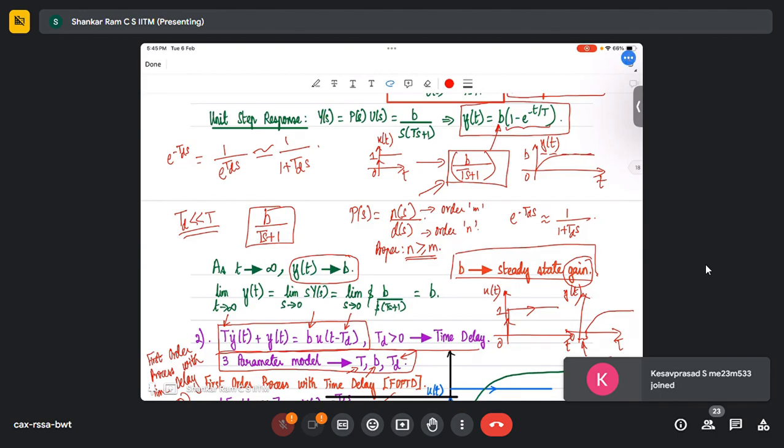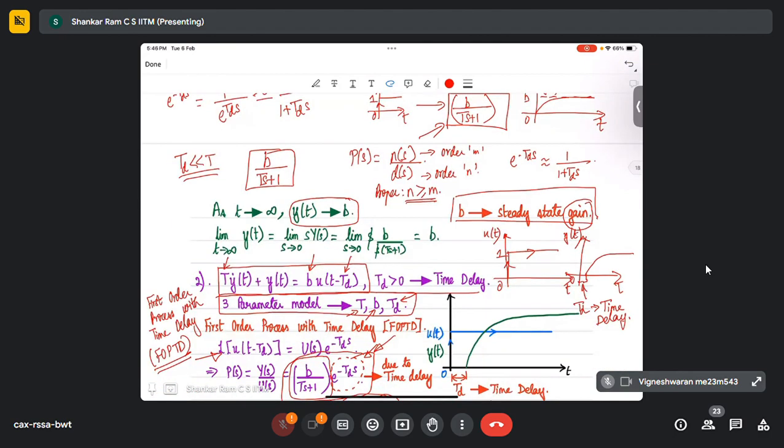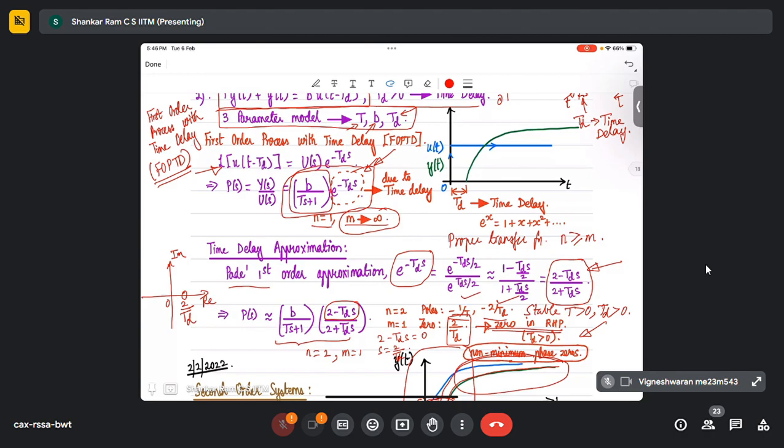Any other questions? Yeah, so just one query. Here, for example, you told the zero is in the RHP, right? For the zero which was 2 by TD. Yeah. So here in this example, assuming TD is a smaller value and then 2 by TD is a bigger value, then this zero will be a little bit farther away from the imaginary axis. Yes. What is the significance in the sense? Should it be closer or should it be farther? How will it be in practice?